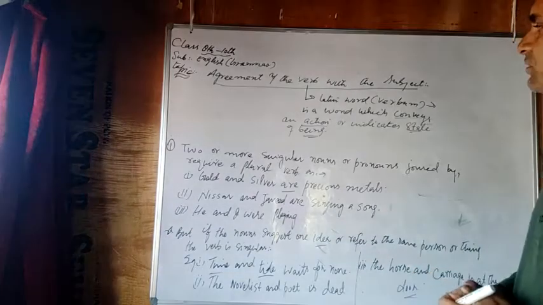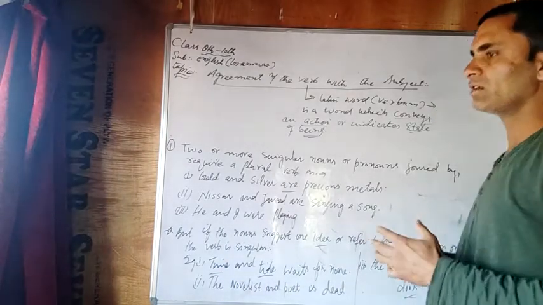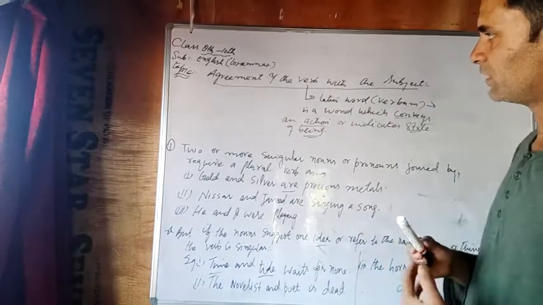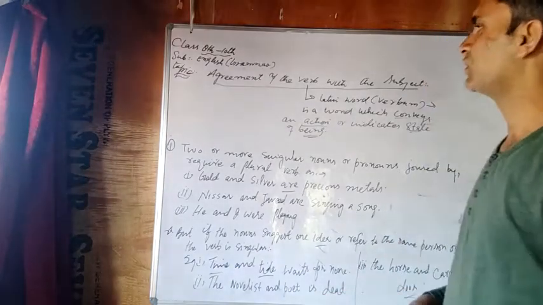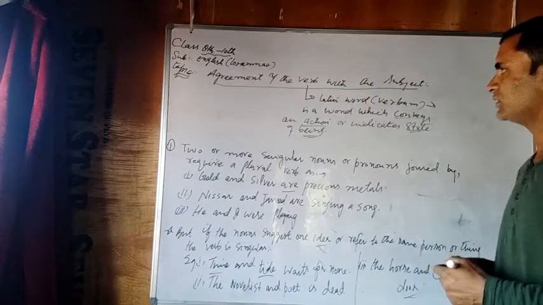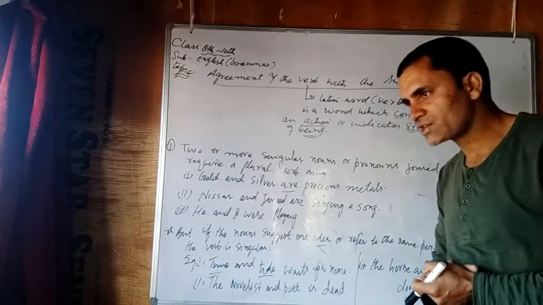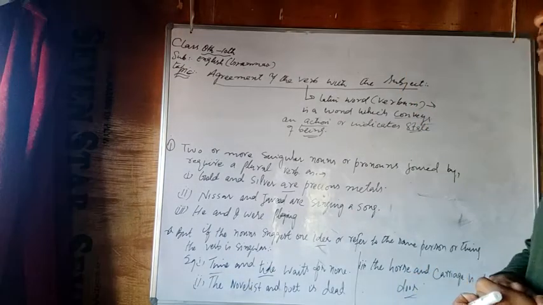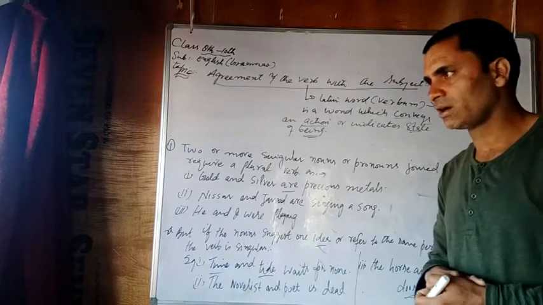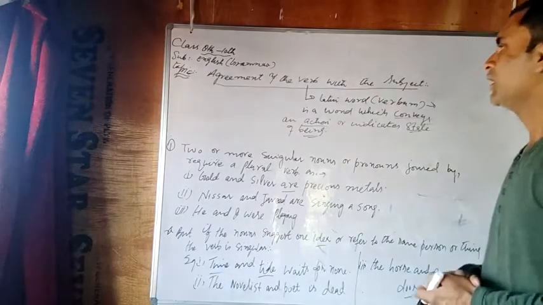Now, first of all, we should know that agreement means there should be a concord between the subject and the verb. When there is concord, there is agreement. So what is a verb? It is derived from a Latin word, verbum. It is a word which conveys an action, or simply an action word, and it also indicates the state of being. Okay, this is the verb.